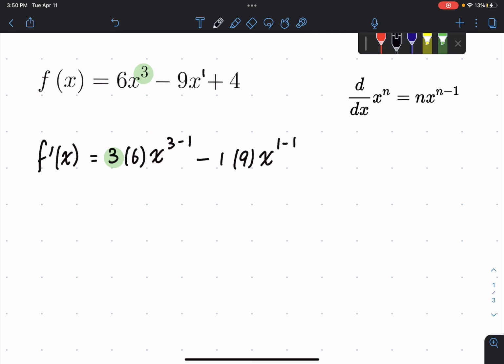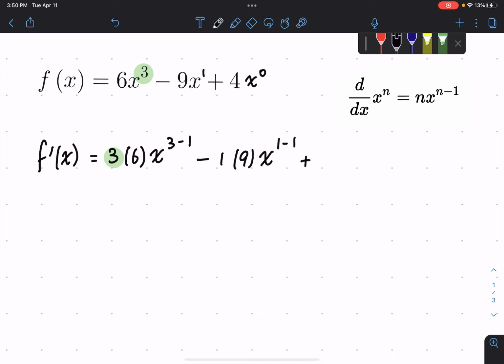Now we have a constant term. What do we do with the constant term? Well, let's think about this. The constant term has an x power of 0. So 0 minus 1 is negative 1. But we're still dropping the 0 down.